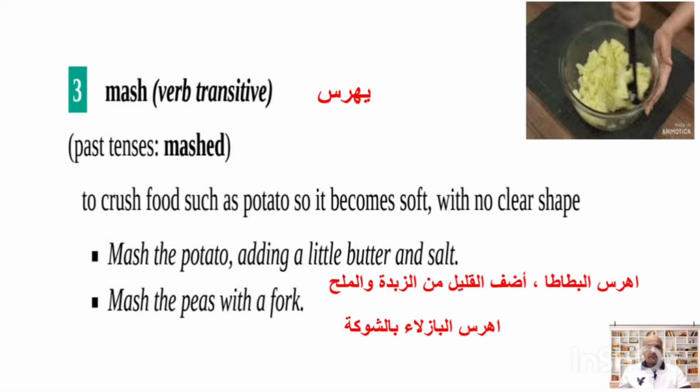Number 3, mash. It's a transitive verb and the past tense is mashed, which means to crush food such as potato so it becomes soft with no clear shape.